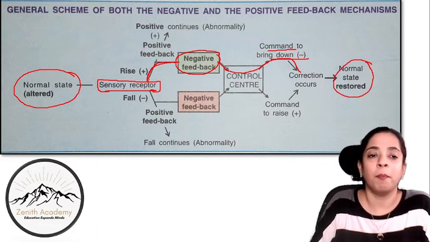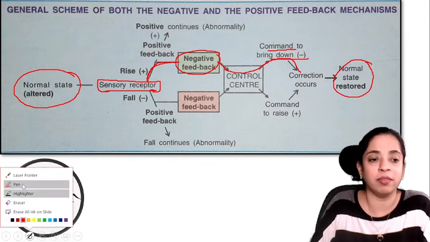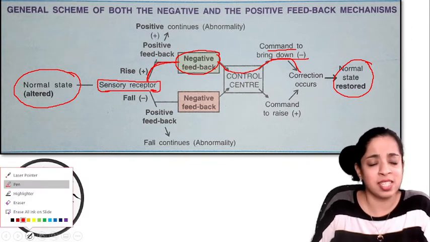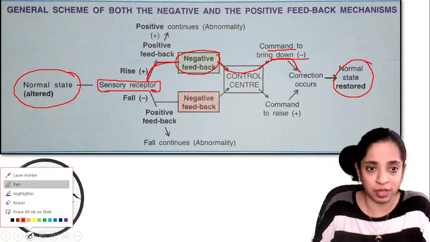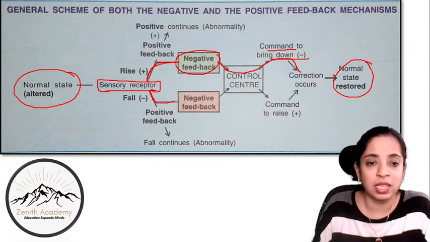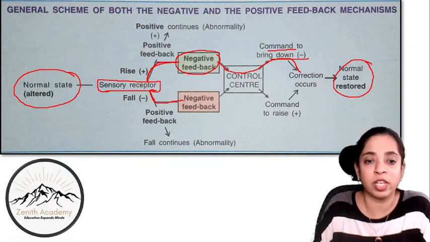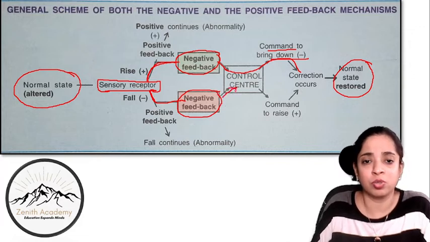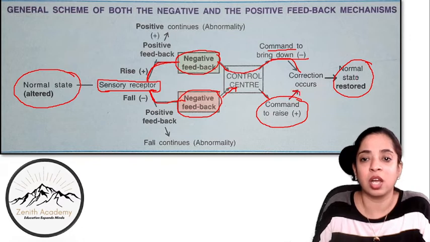Clear? Now I have told you about negative feedback, and this is the same negative feedback only. Now, if there is a fall in something, then the negative feedback says okay, this has to be raised. So negative feedback goes to the control center. It commands to raise it. The correction occurs and the normal state is restored.